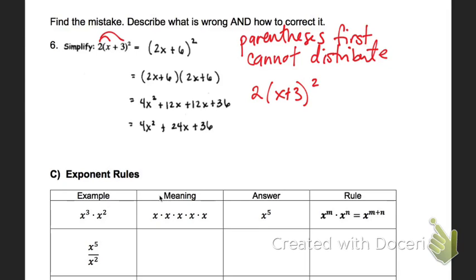How do I FOIL this? Is this right? I want to say yes, but you're going to say no. This is not right. It needs to be 2 times x plus 3, x plus 3, because that's what squaring it means, right? Multiplying it by itself. Then you foil it.